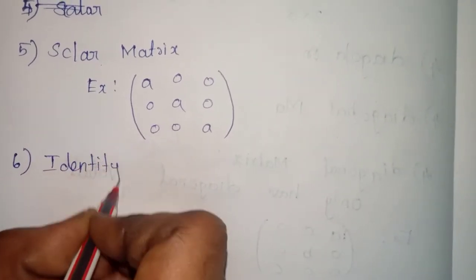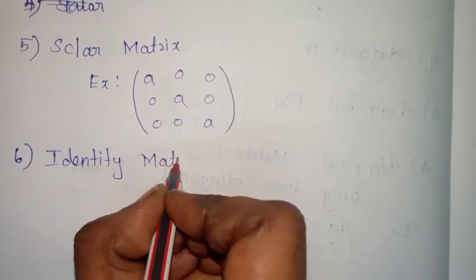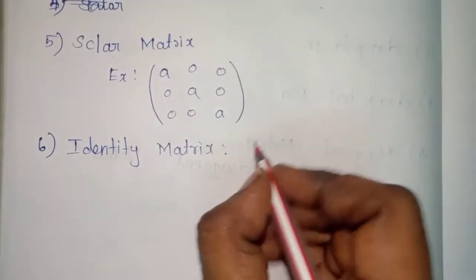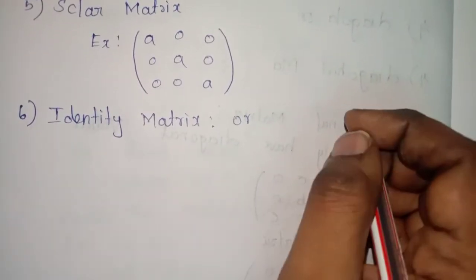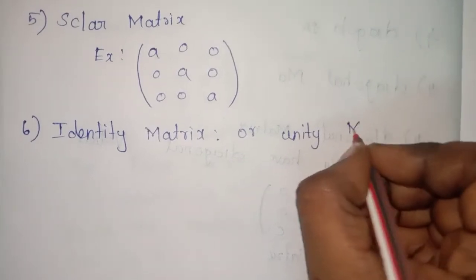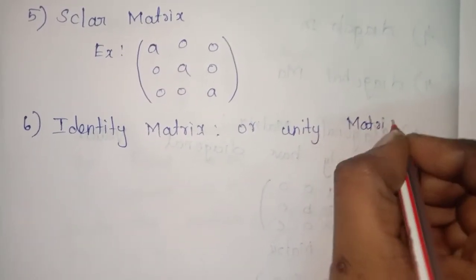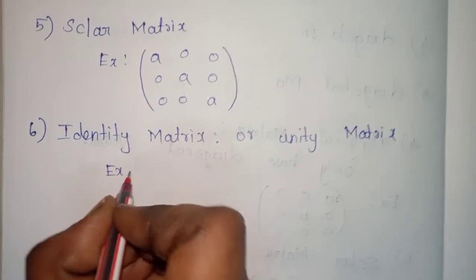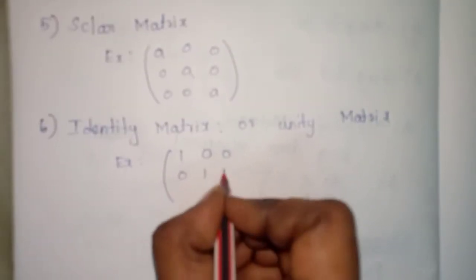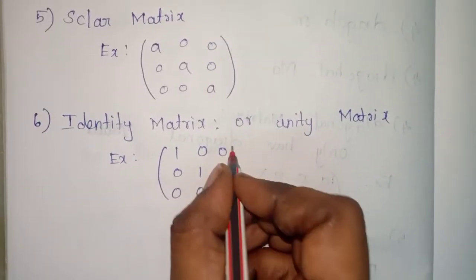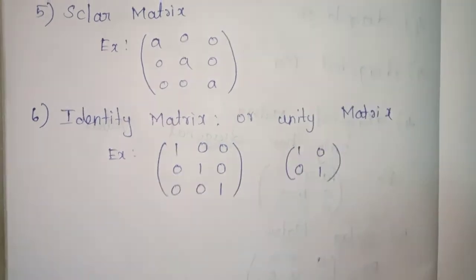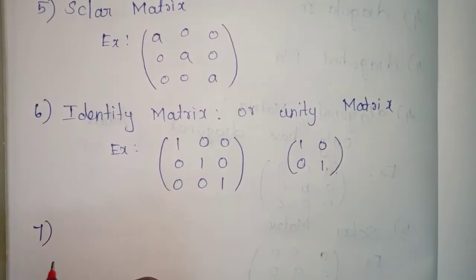Next matrix is the identity matrix. The other name is the unity matrix. In this matrix, all the diagonal values should be 1, and the remaining values will be 0. This is called an identity matrix or unity matrix. All the diagonal values should be 1.